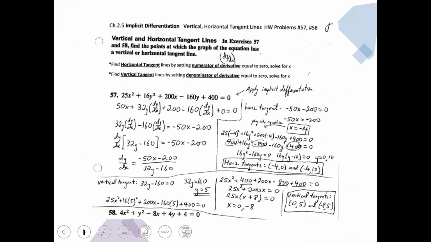All right, let's do one more example so that way you have a better idea of how to do this. So let's take a look at number 58. First thing to do is find the implicit differentiation of this. So we are going to have the derivative of 4x squared, which is going to give you an 8x, 2y, but don't forget your dy over dx, minus 8 plus 4 dy over dx plus 0 equals 0.